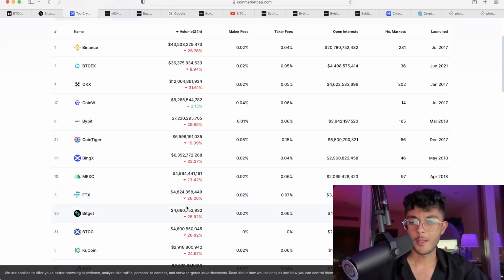And they've also got some of the better fees in the space. You can take a look at this right here, 0.02 on the maker, 0.06 on the taker. If you don't know what this means, don't worry. Just take it from me that these are low fees. You can compare them. These are some of the lowest that we're getting across the space right here.